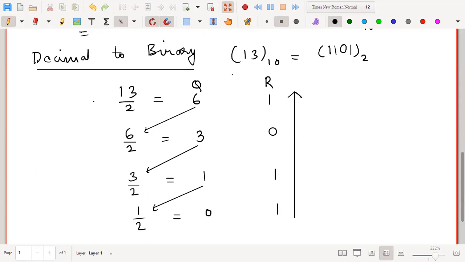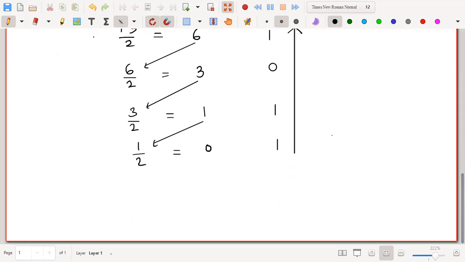Now specifically let me tell you how you can do the conversion of a fractional part. Here we have seen only the conversion of the integer part. So now I will tell you the conversion of the fractional part. Let me go to the next one.